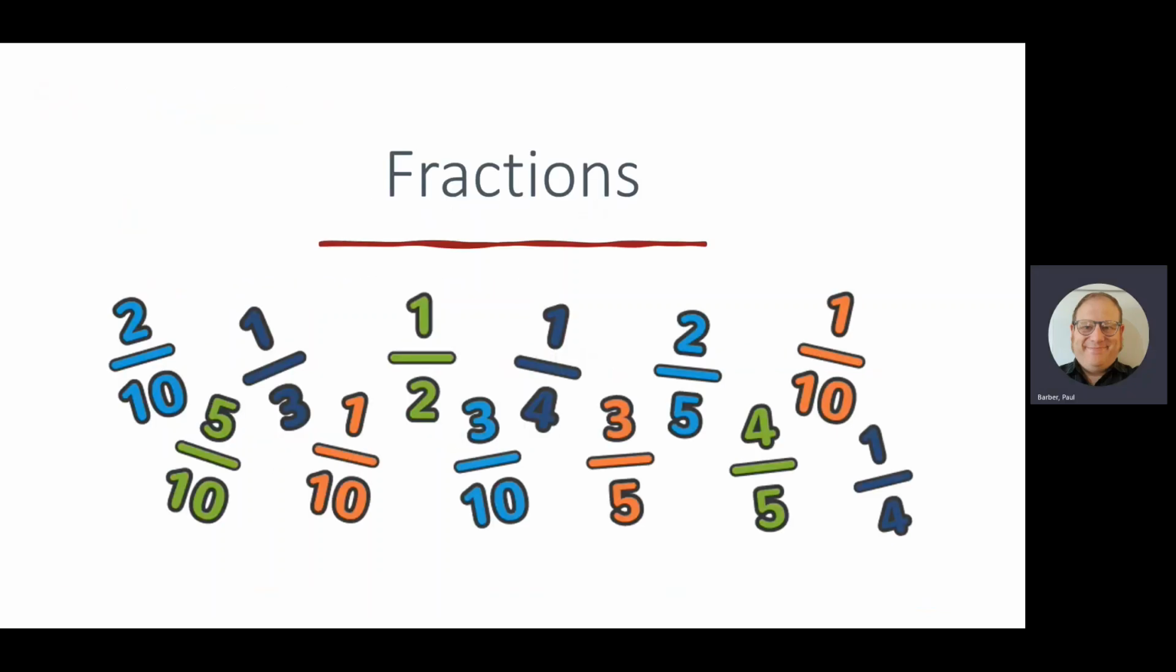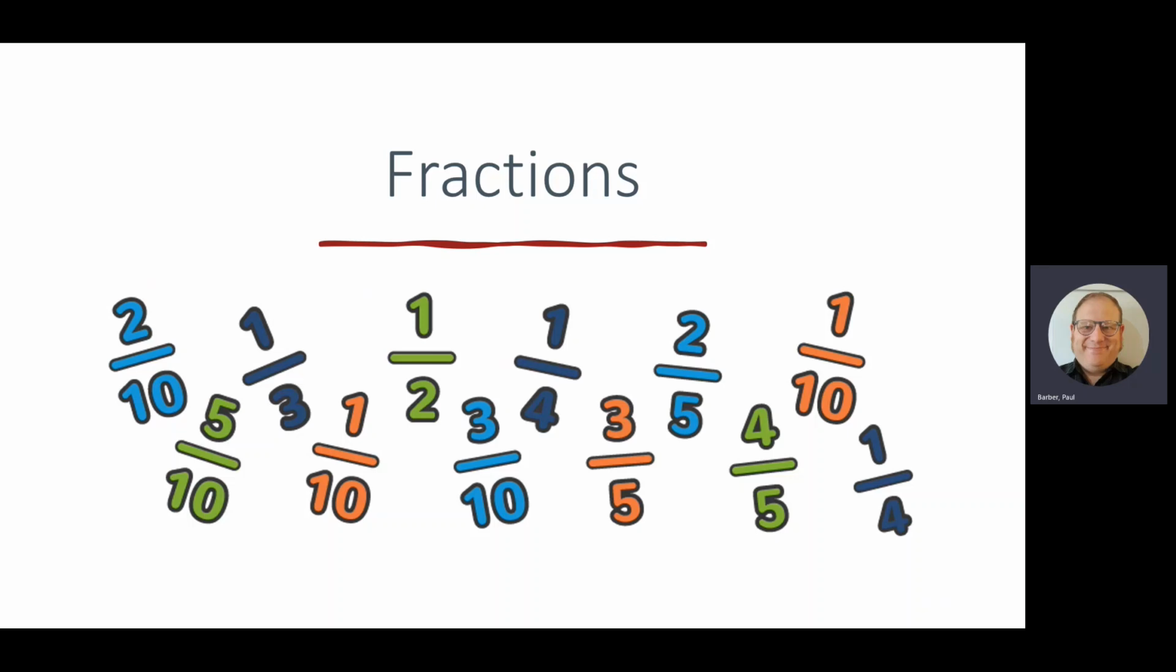So fractions look like that. They're a number on top of another number. The top number is known as the numerator. The bottom number is known as the denominator. You don't need to use those terms. You don't need to necessarily know those terms, and I won't use them probably for the rest of the presentation, but it's just useful to know that they do exist.